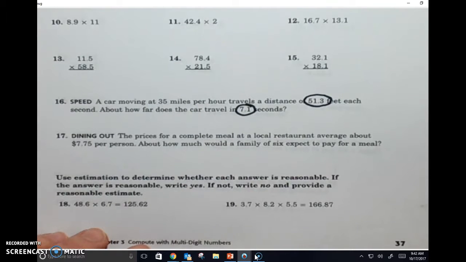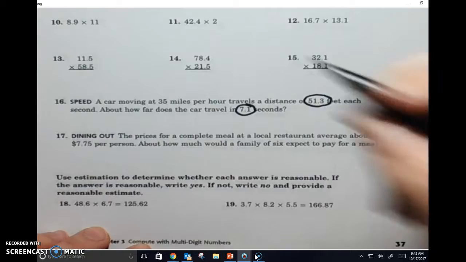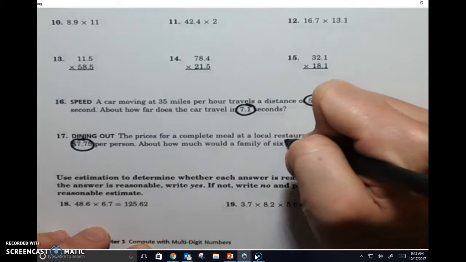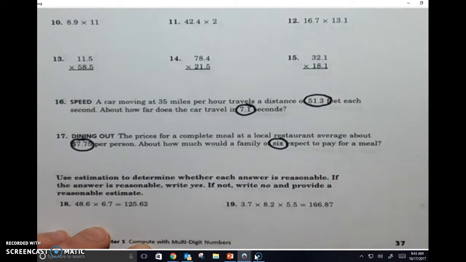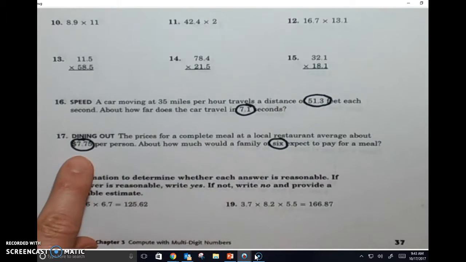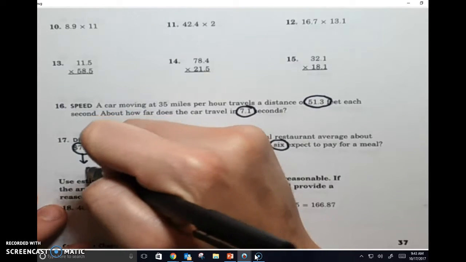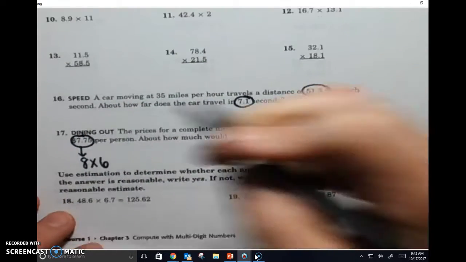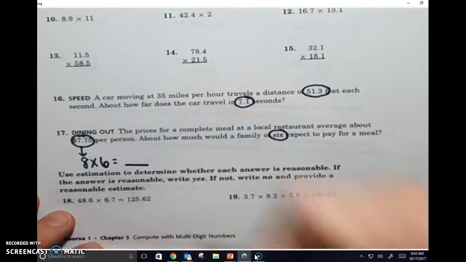Number 17, the prices for a complete meal at a local restaurant average about $7.75 per person. About how much would a family of 6 expect to pay for a meal? Do you have to estimate 6 at all? No. Do you have to estimate that one? Yeah. 8. We're going to do 8. So we have 8 times 6. Don't tell me the answer. Someone did that.